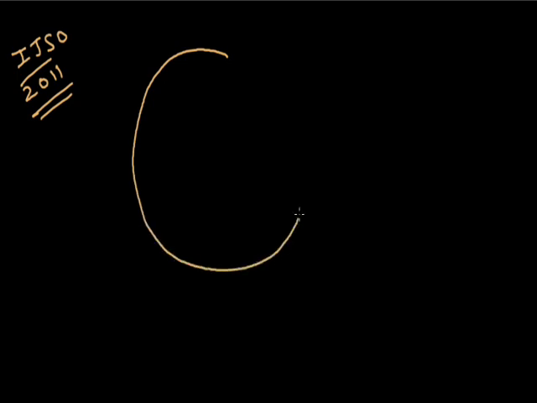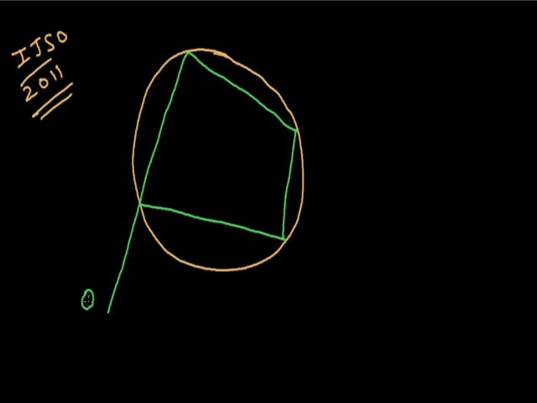This question has appeared in IJSO 2011. In this question, we are given a circle. The figure is given in the question. The figure is like this. This is Q, this is B, this is A, this is C, this is D. And these lines are joined. Now what is given to us?